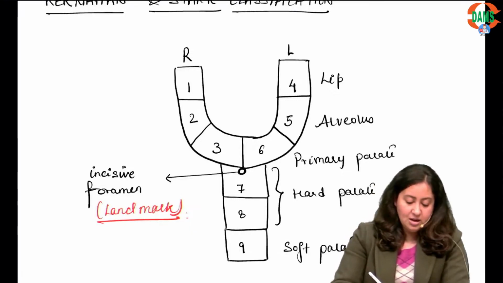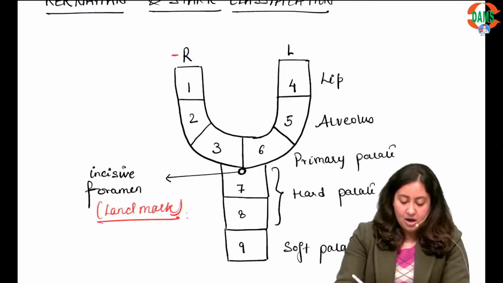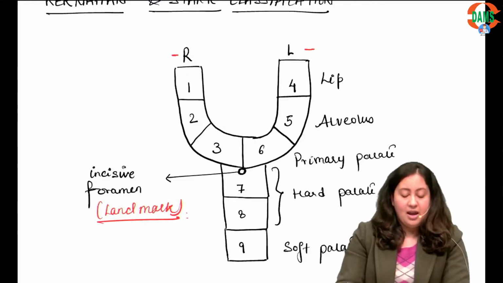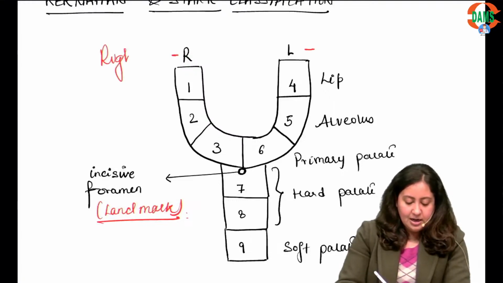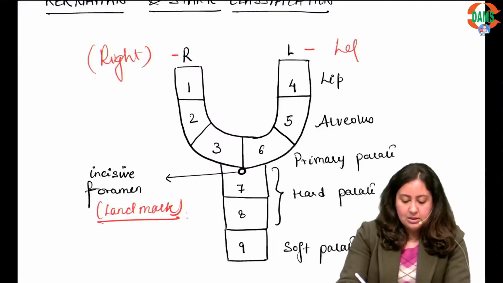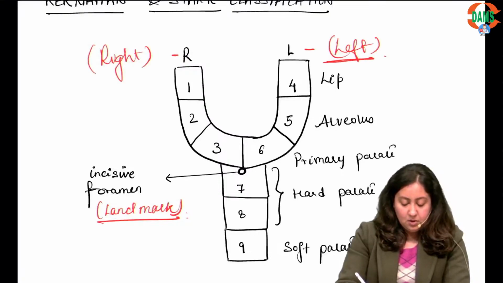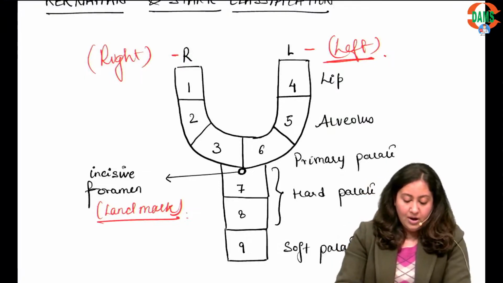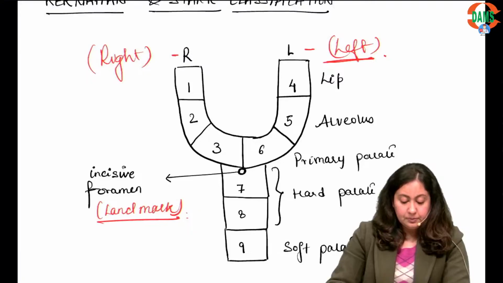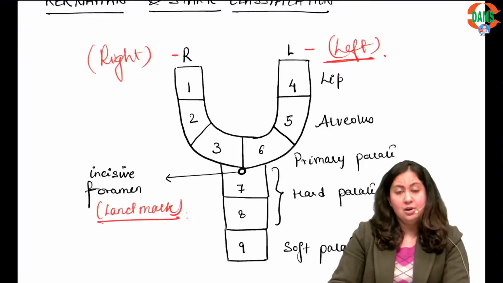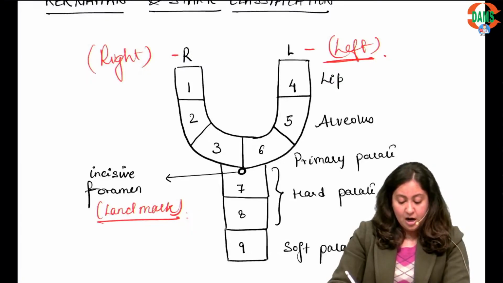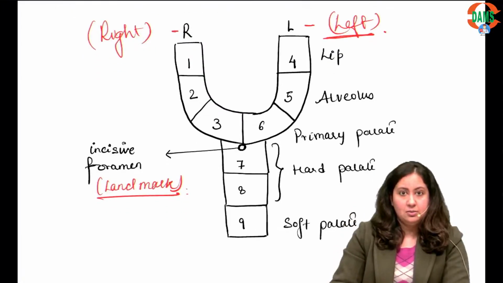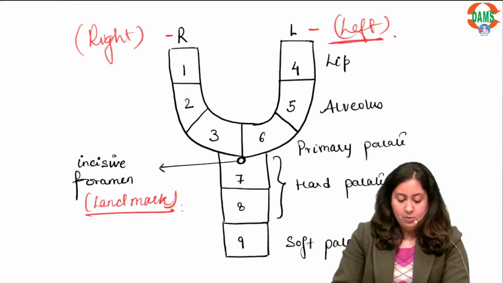So here if you see, I have mentioned the letter R and here is letter L. So this is your right side and this is your left side. Alright. So 1 and 4 stand for lip, 2 and 5 stand for alveolus. Alright. 3 and 6 for the primary palate, 7 and 8 for the hard palate, and 9 for the soft palate. Alright. I'll repeat once again.